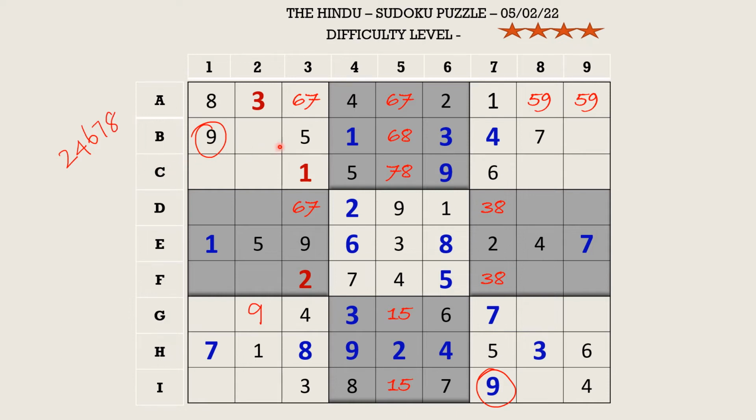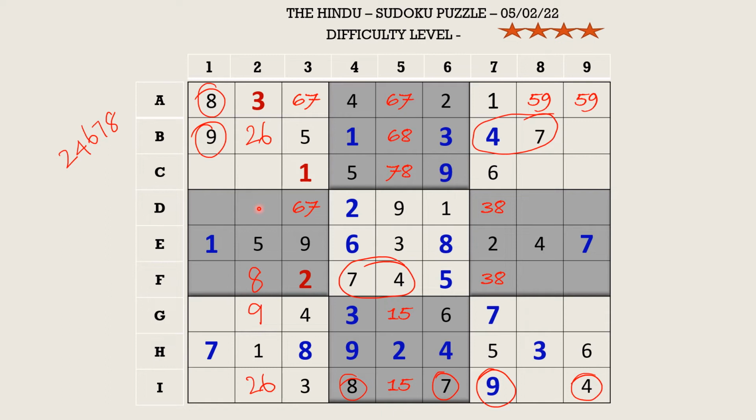Now in B row there is a 4 and 7 blocking this cell. There is an 8 here which blocks this cell. So B2 takes 2, 6. Similarly in I row you have 4, 7 and 8 blocking. So I2 takes 2, 6. Now that leaves 3 empty cells and the missing numbers are 4, 7 and 8. Now in F row you have 4 and 7 blocking. So F2 takes 8.